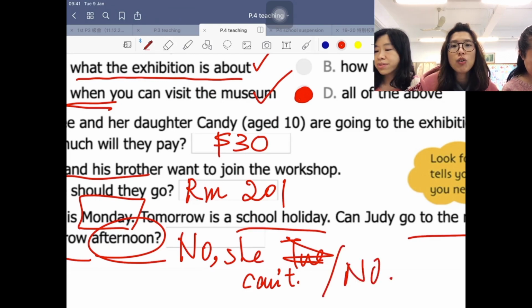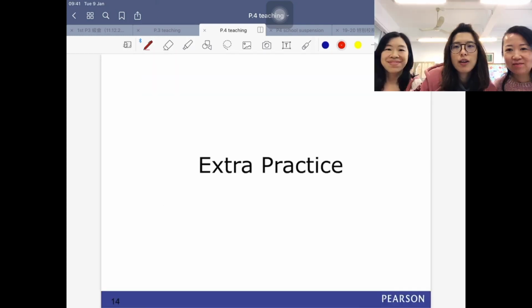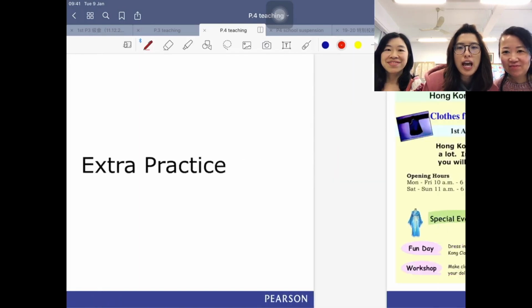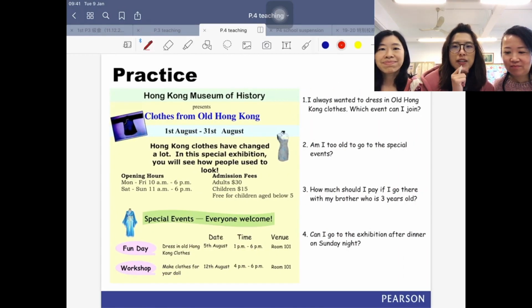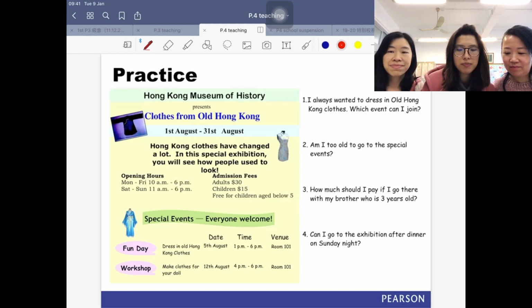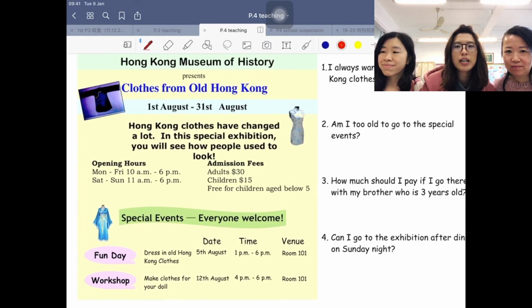So I hope you got all the answers right. It means that you can find information from a poster. So now is an extra practice. We'll give you another poster and I would like you to think about what kind of poster is it. Think about it first. Let me zoom in a little bit. Okay, so I'll give you 3 options. The first one is movie poster, advertisement poster, and event poster. Which kind of poster is it?